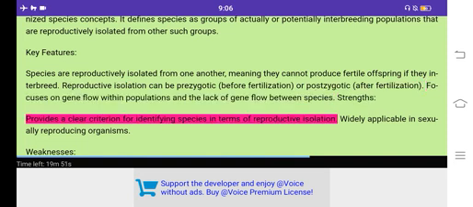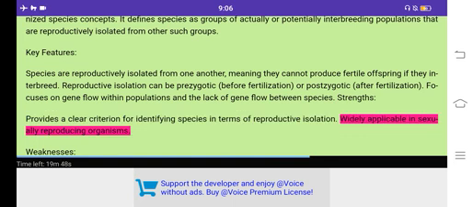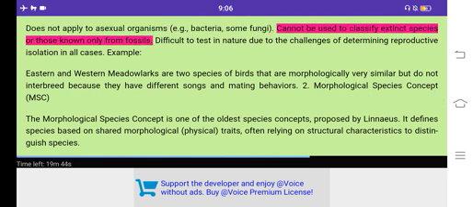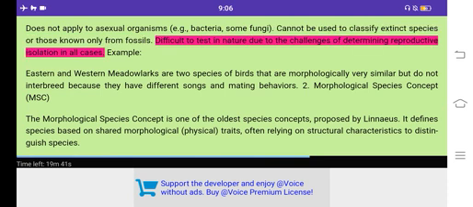Strengths. Provides a clear criterion for identifying species in terms of reproductive isolation. Widely applicable in sexually reproducing organisms. Weaknesses. Does not apply to asexual organisms, e.g., bacteria, some fungi. Cannot be used to classify extinct species or those known only from fossils. Difficult to test in nature due to the challenges of determining reproductive isolation in all cases.